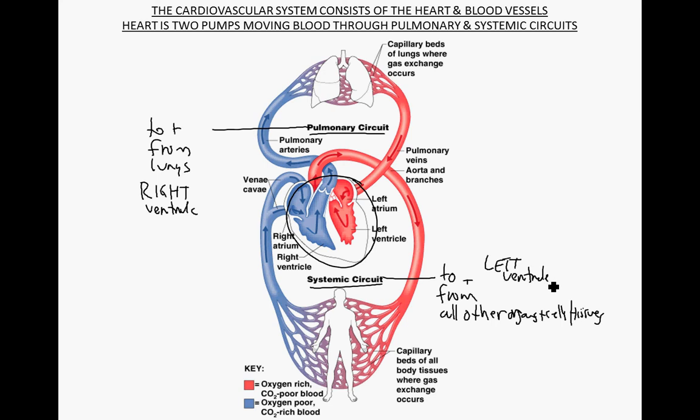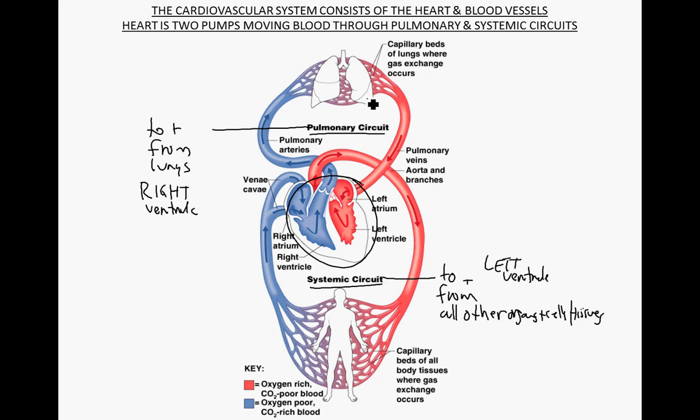Now, based on what you know about the location of the heart and the location of the lungs, which side would you say is a stronger pump? Would the right ventricle be a stronger pump, or would the left ventricle be a stronger pump, given where the heart is in relation to the lungs? If you said that the left ventricle is the stronger pump, you would be correct.